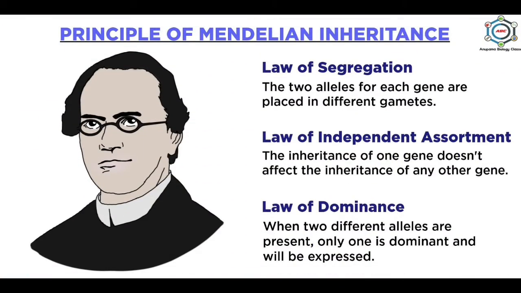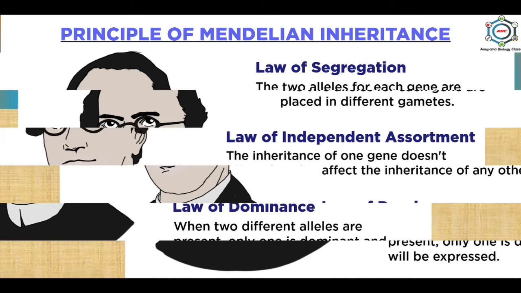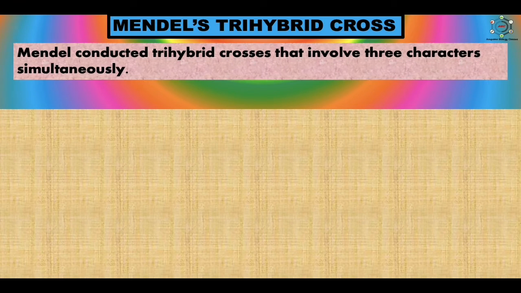Now, here are all three principles of Mendelian inheritance. First, the law of segregation, in which the two alleles for each gene are placed in different gametes. Second is the law of independent assortment: the inheritance of one gene doesn't affect the inheritance of any other gene. And the third is the law of dominance: when two different alleles are present, only one is dominant and will be expressed. Now, Mendel's trihybrid cross. Mendel conducted trihybrid crosses that involve three characters simultaneously.